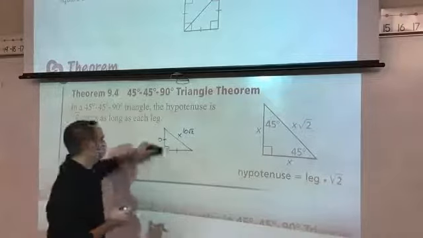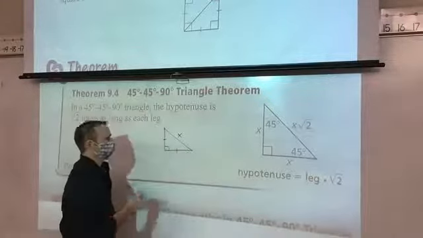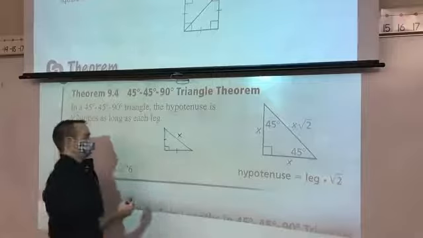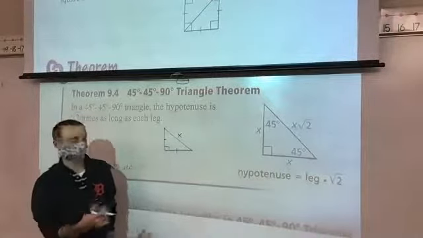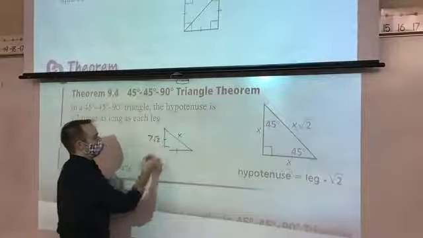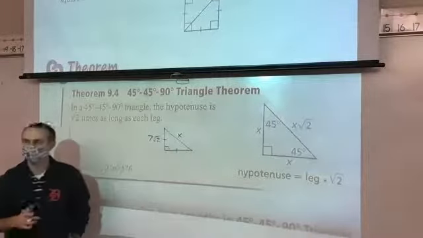So they give you that leg. All we have to do is multiply it by root 2. We just gotta be careful. Sometimes it's not always going to be a whole number. Okay, maybe they do 7 root 2 here, and we want to find out that hypotenuse.